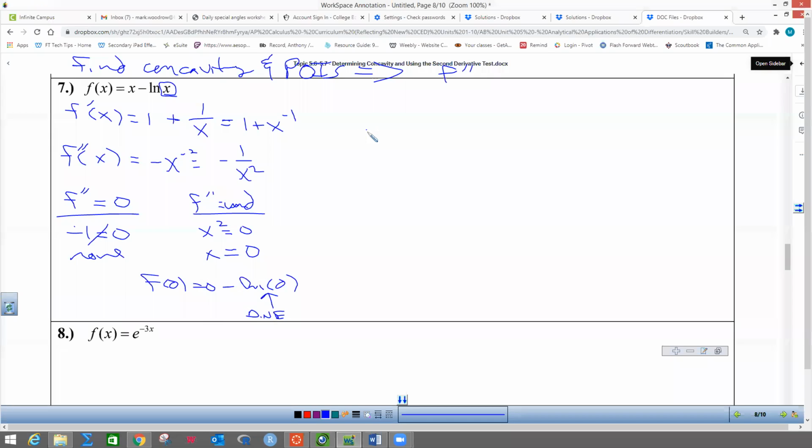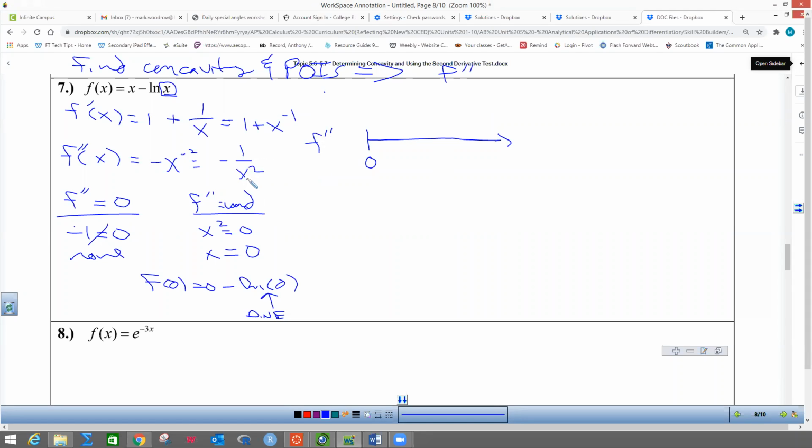So I'm going to make a number line, and 0 doesn't even work. You can't do a natural log of 0. That's not even in the domain. So it's 0 going to the right, because anything to the right of 0 would be fine. So all I want to do is plug in a number over here somewhere. I'm going to plug in the number 1. So if I plug the number 1 into the second derivative, this is the second derivative chart.